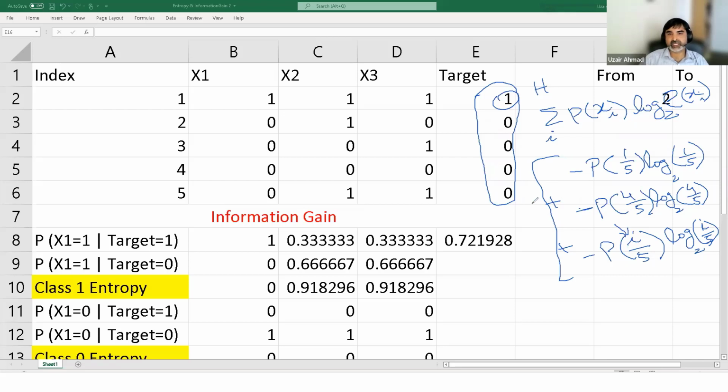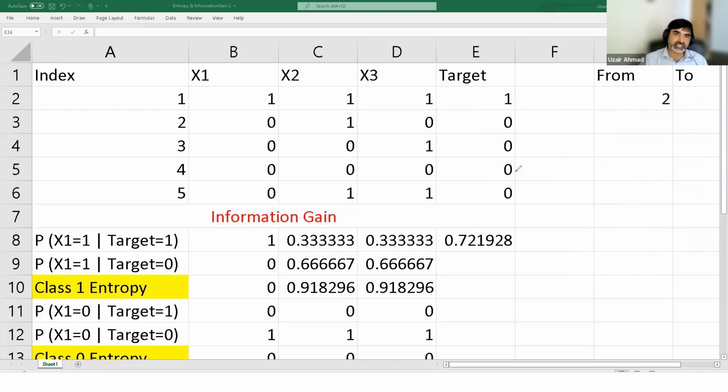If all values are the same, data is pure, so entropy will be 0. When all values are mixed up, every value has the same proportion, uniformly distributed. If there are 2 values, half of them 1s and half of them 0s, then entropy is maximum. This is what we get from information theory.